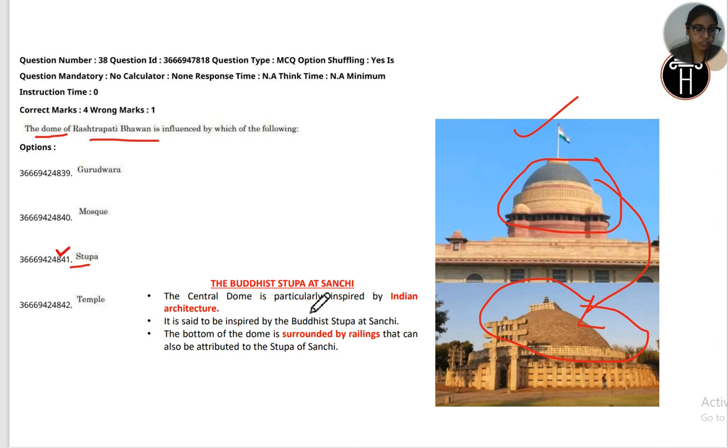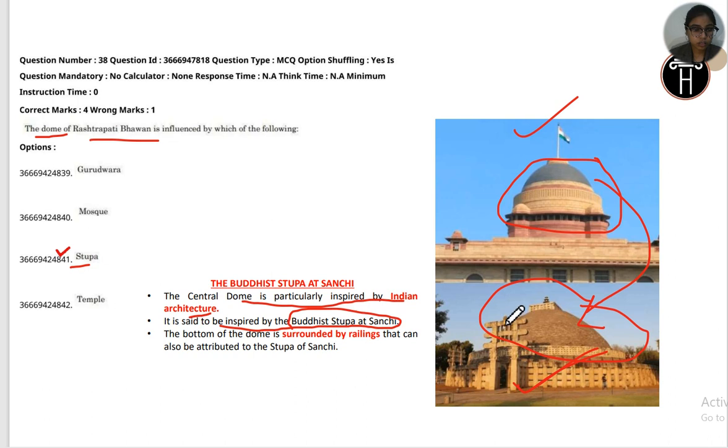So how is it influenced? The central dome is particularly inspired by Indian architecture. It is said to be inspired by the Buddhist stupa at Sanchi. So the Buddhist stupa, this is your Sanchi stupa at Sanchi.